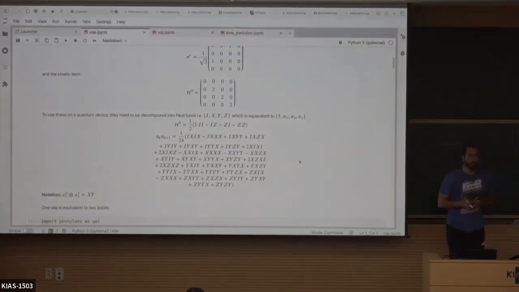Yes, a stupid question. On a normal Pentium or Intel processor, like a normal workstation, how much can you simulate? How far can you go in the number of qubits?